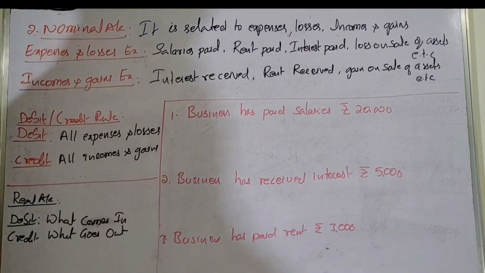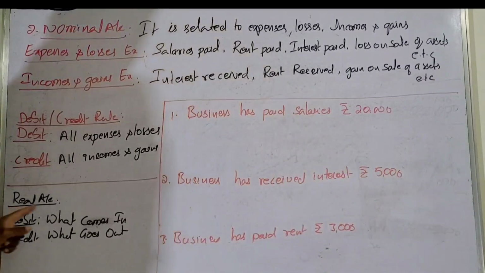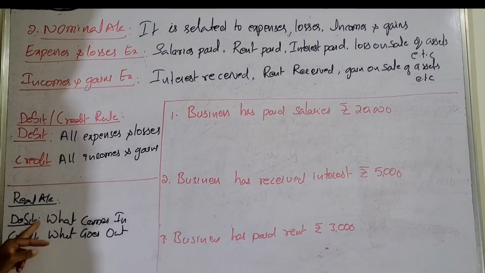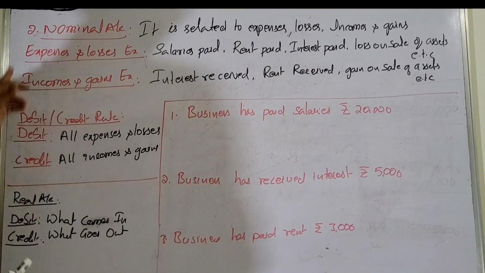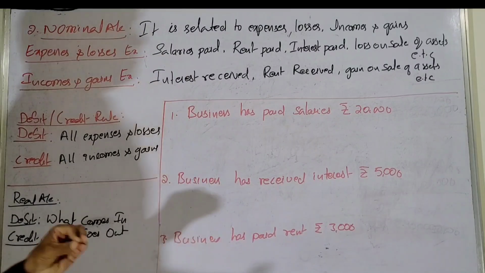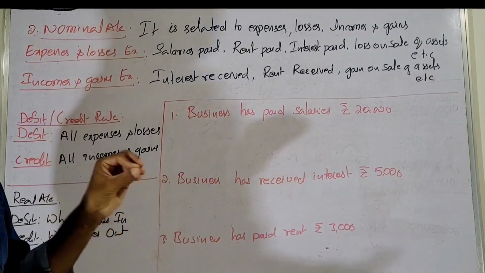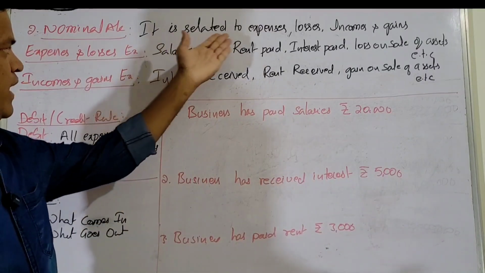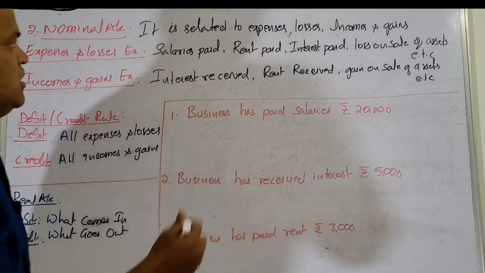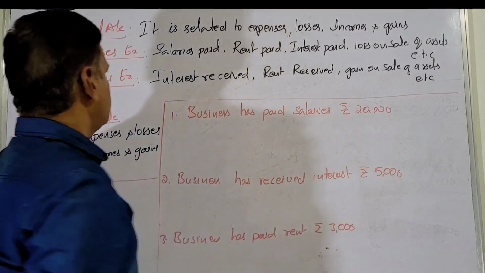Just now we have discussed the real account. What is the debit credit rule of real account? What comes in is debit, and what goes out is credit, right? So this we discussed. Now we are going to discuss the second one, nominal account. Nominal account is related to expenses, losses, incomes, and gains, right? It deals with expenses, losses, incomes, and gains.